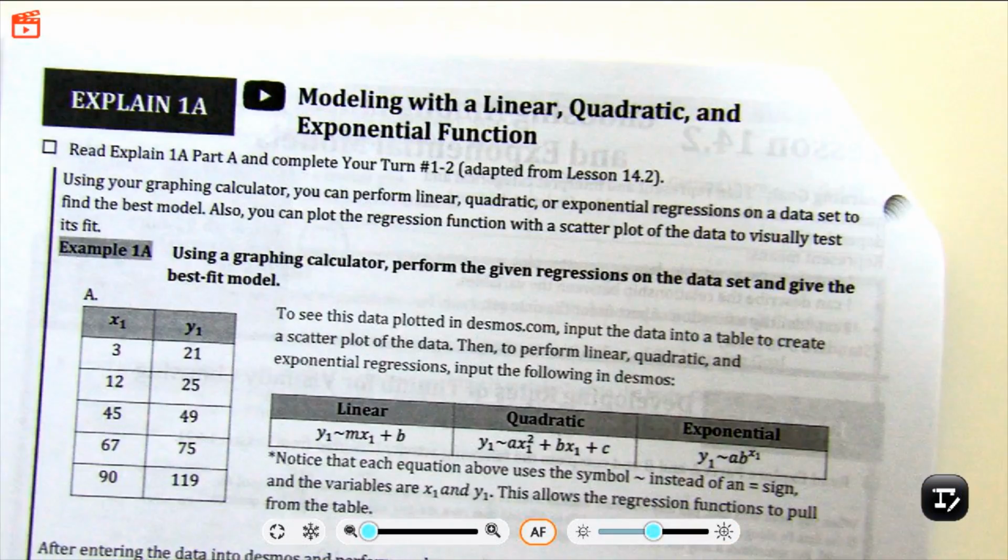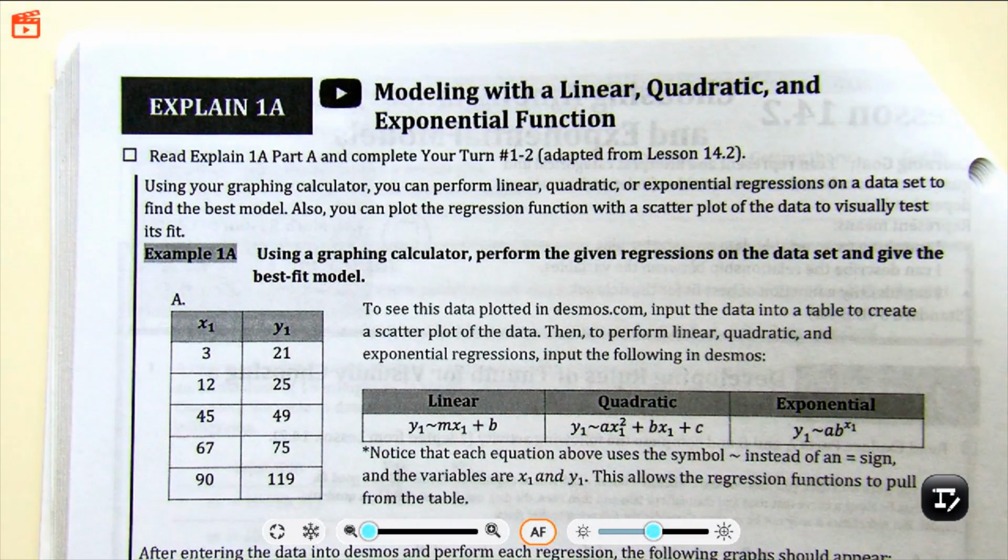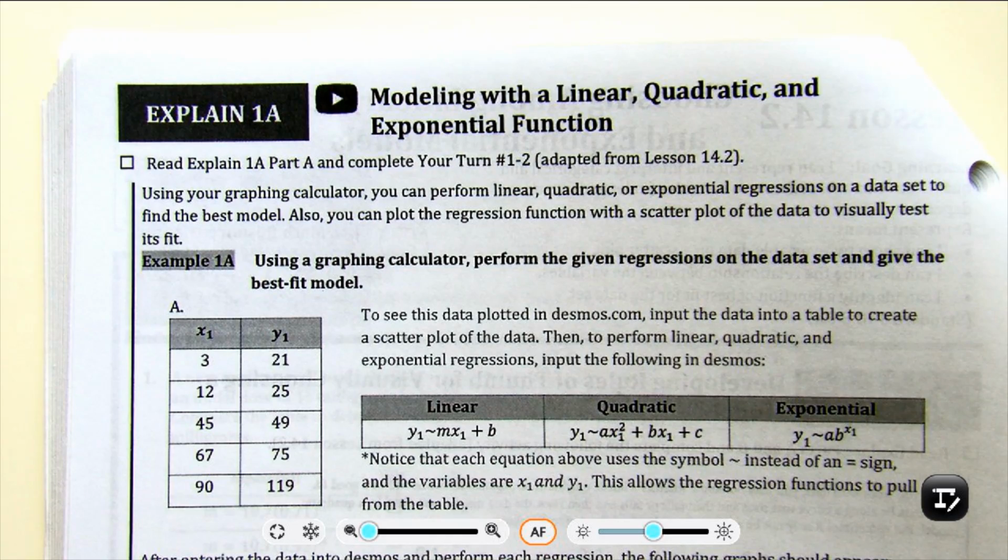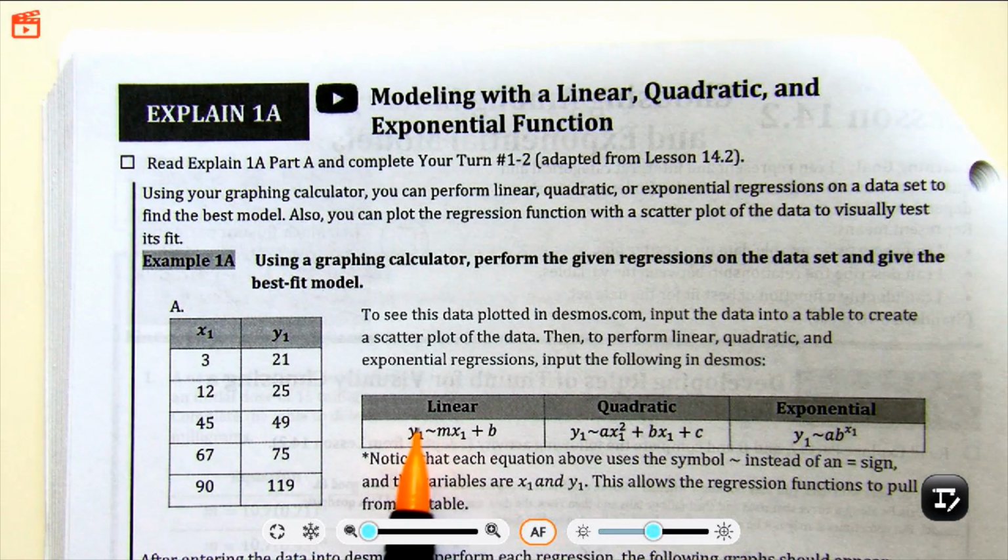Okay, so to start, we're going to be modeling. We're going to be given a table, this table on the left, and we're going to plot these data points on Desmos. And then after we do that, we're going to check to see if they produce a linear, quadratic, or exponential function.